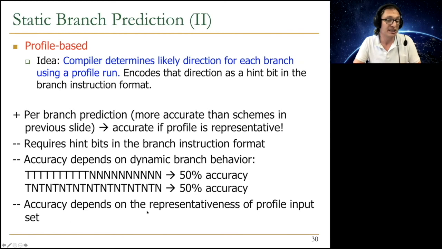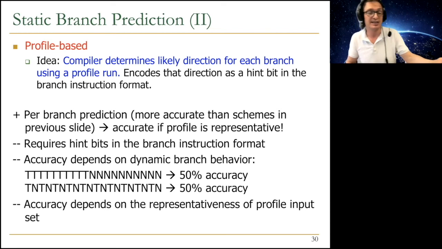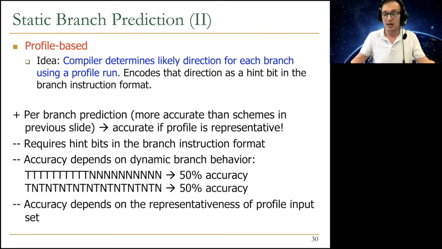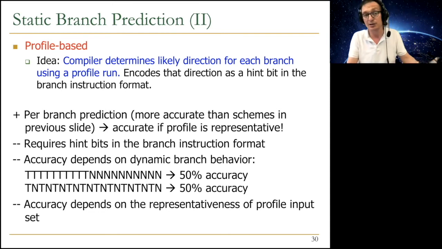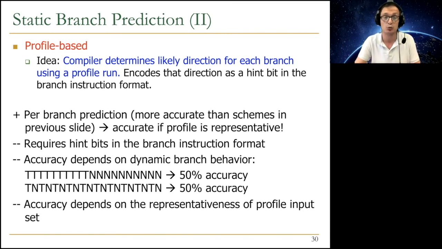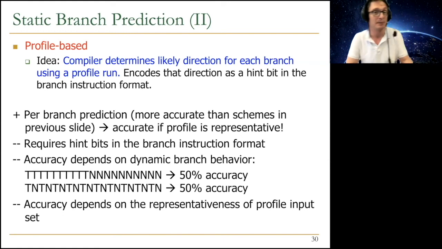So the accuracy also depends on the representativeness of the input set, the profile input set, and we discussed this with any profile-based mechanism. If the compiler made a wrong decision, then the static branch prediction may become really bad, because the compiler may say the branch is taken, so predicted taken, but 100% of the time the branch becomes not taken at dynamic execution time because the input set is different. Then you have a problem, of course, right? Then this optimization becomes worse in terms of performance. Even a simple not taken prediction would have done better.